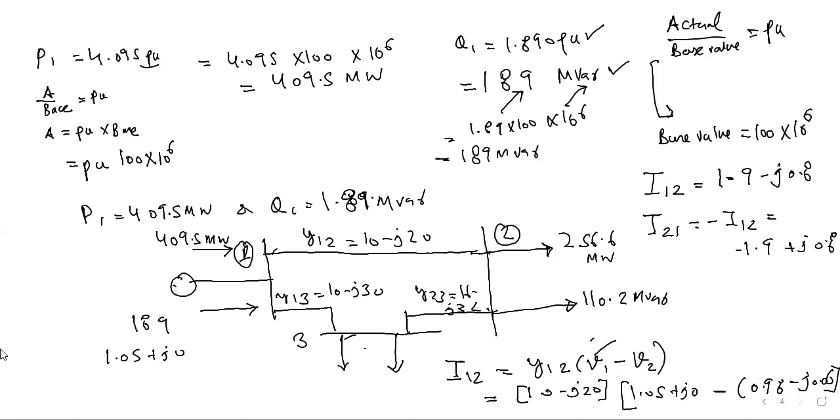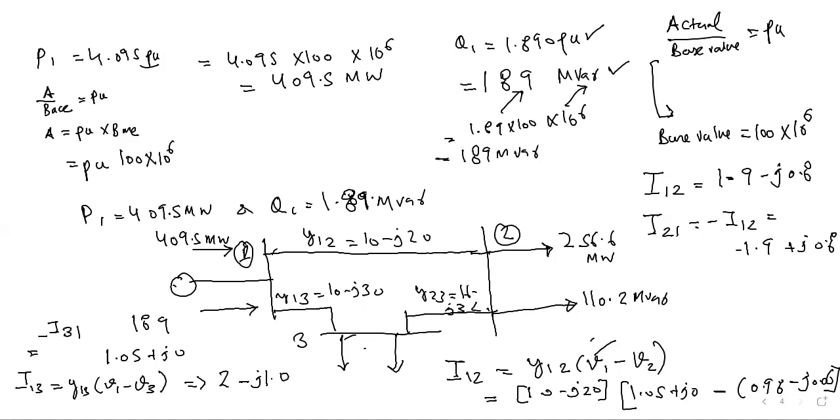Now can I calculate the value of I13? I13 would be equal to how much? Y13 into V1 minus V3, right? Y13 is I13 into V1 minus V3. Substitute these values, I get the equation 2 minus J1.0. On similar grounds, I can say that my I13 is equal to minus I31.